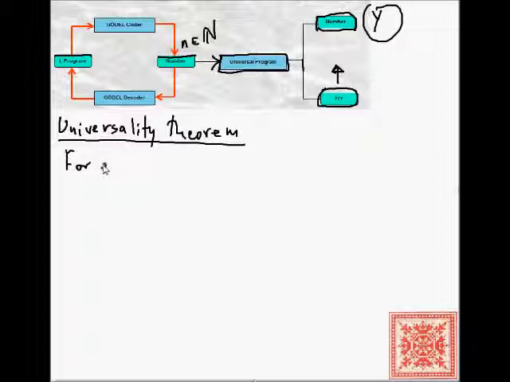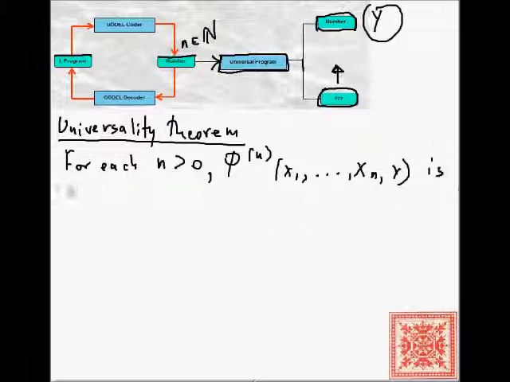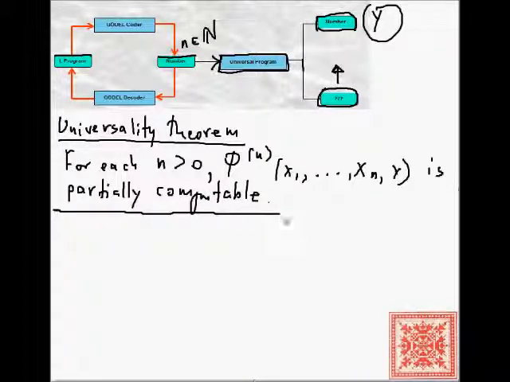Okay, so let's talk about the universality theorem. This is just the first look. We'll continue with this in the next couple of screencasts because it's a pretty involved theorem. It's proved in the third chapter of Computability, Complexity, and Languages, second edition of that book, a great book on theoretical computer science. So for each n greater than 0, phi of n, x1 through xn, and y is partially computable.